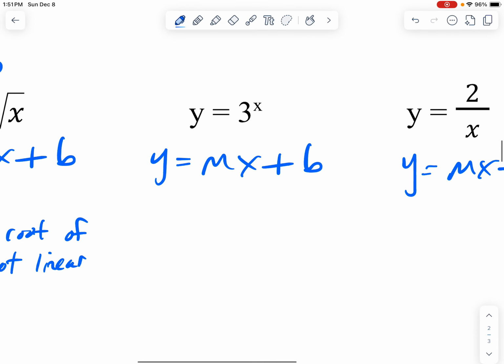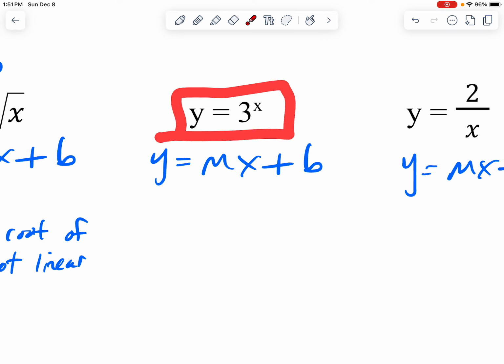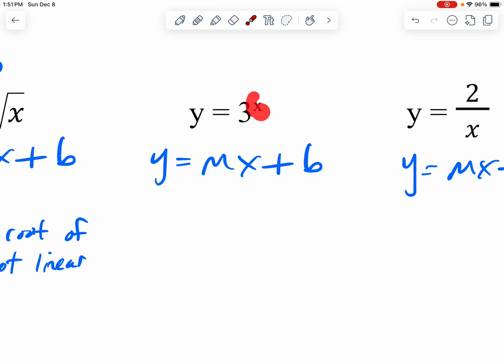Moving on. Again, we're looking for y equals something times x plus or minus something else. In this case, our x is up here. It's an exponent of 3. Can't have that either. Okay, it has to be just x. So this is a no. X value cannot be an exponent.